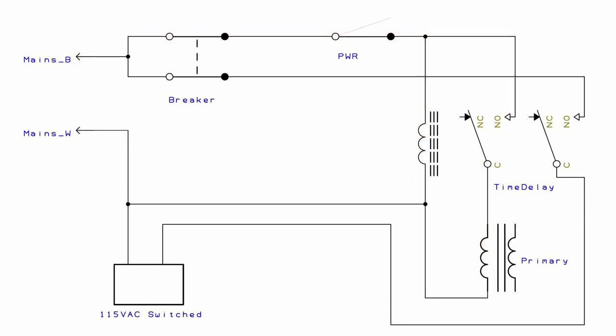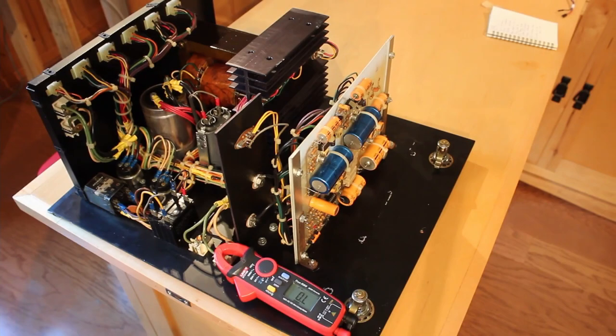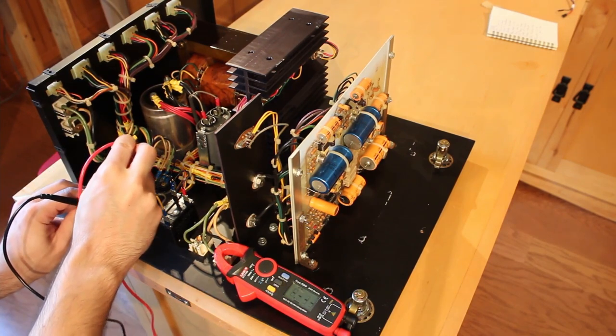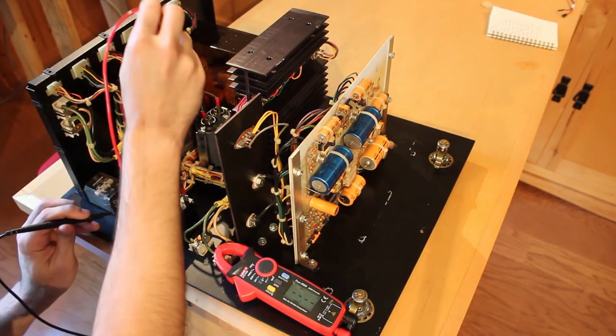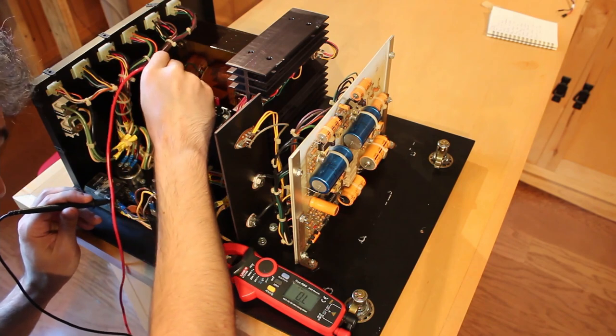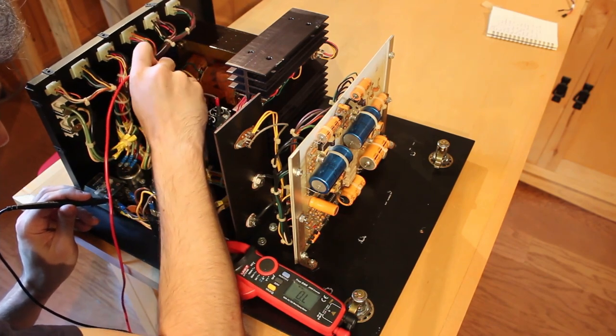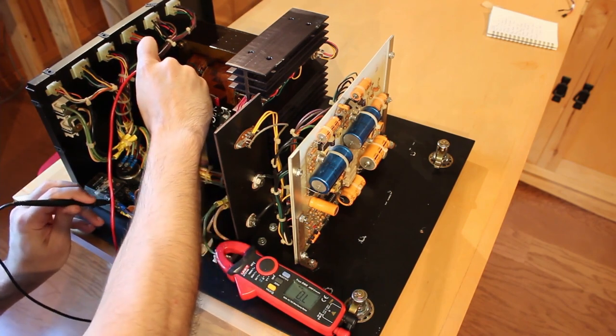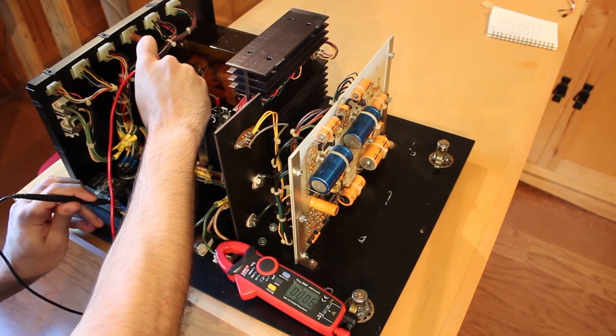Now, I'm not entirely sure what the purpose of the time delay relay is. As far as I can tell, absolutely nothing in this power supply receives any power at all until the time delay relay kicks over. I'm sure that there is some obvious reason that a 60 second time delay is needed, but I can't see it here.